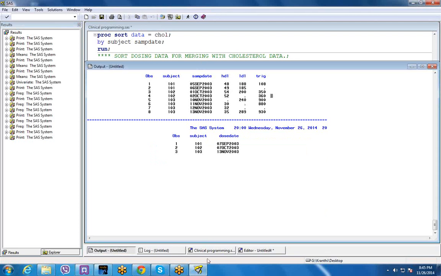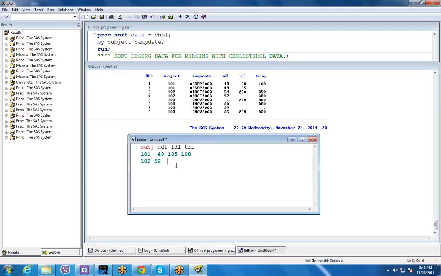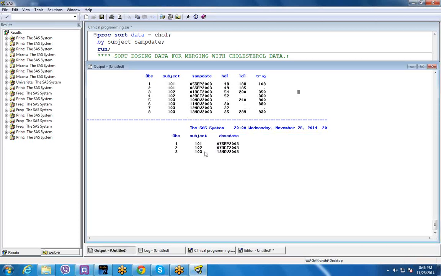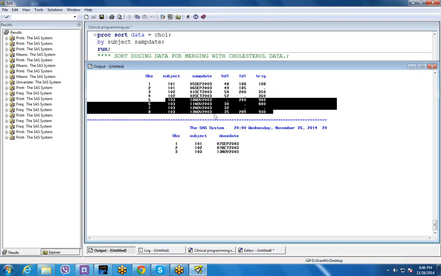Then 360, so keep it as missing, and then 360. So it's for the second patient. Then what about this 103 patient? Dose given on 13 November. Then for these 103, we have the values of 13 November also. We should not take that one, because we should not consider the dose given day.